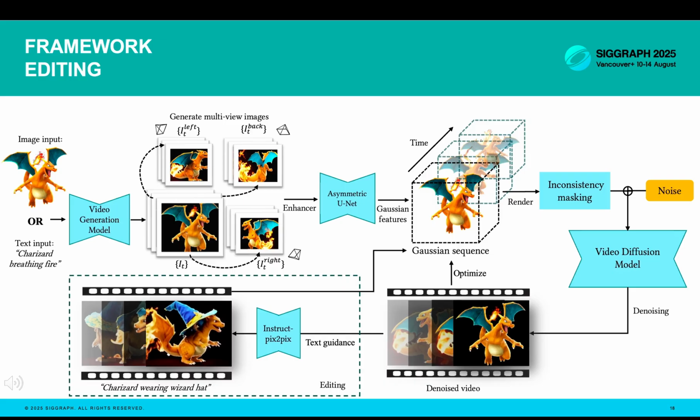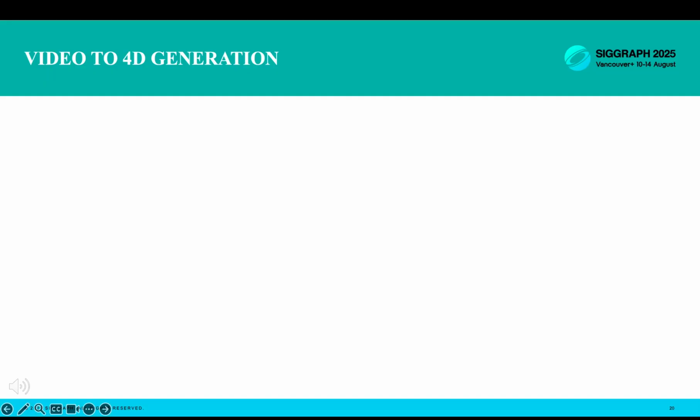Additionally, our framework supports text-guided editing through the Instruct Pix-to-Pix network, enabling users to manipulate the generated 4D content using natural language instructions. Next, we present the generation results of Splat4D.